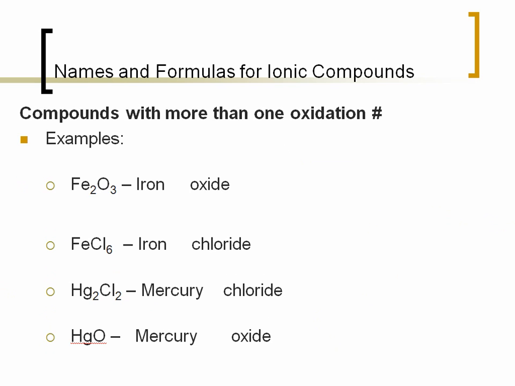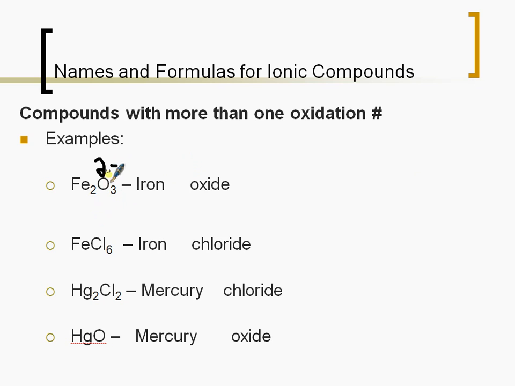So moving on, a little more challenging ones. I have Fe2O3. I know that Fe is colored. It has more than one oxidation number. I have to figure out what it is by looking at the oxygen. I know that oxygen has a minus 2 charge.